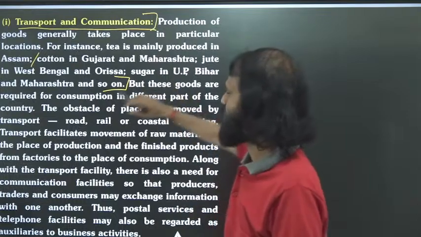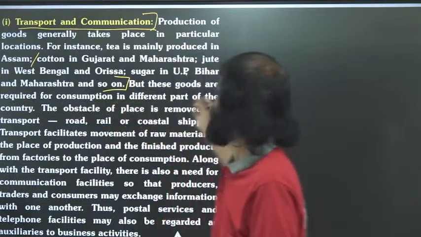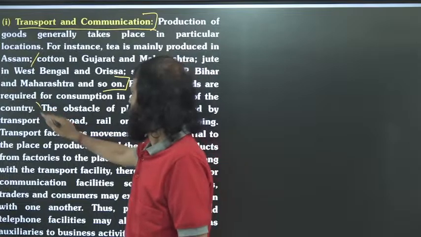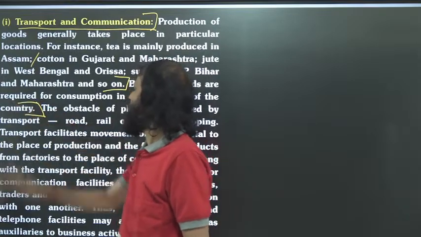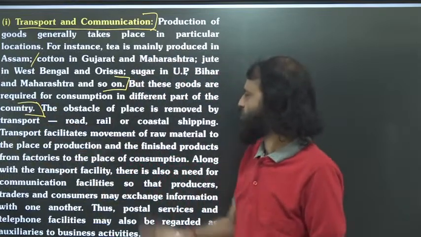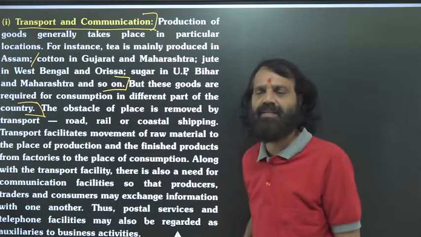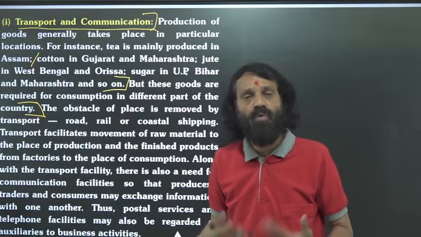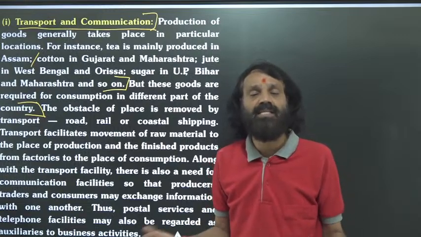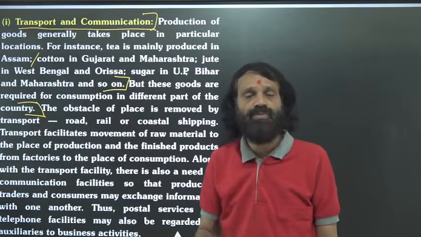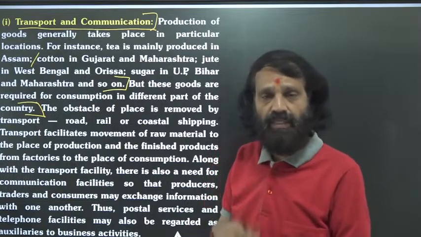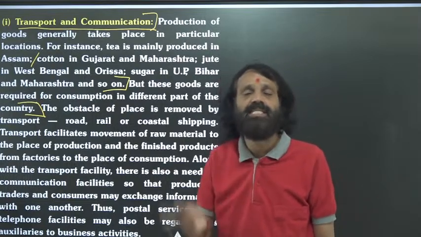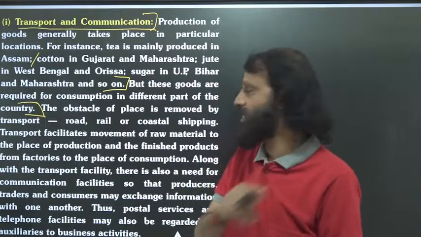But these goods are required for consumption in different parts of the country. See, all these are consumed in other parts of the world or other parts of our country. So better transport facilities must be there. We want to distribute these products in time, then only the producers get a profit, and then only the country will get its proper utilization.